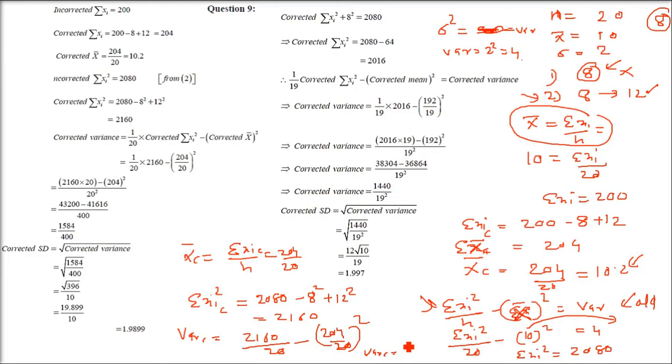So variance corrected will be what? Whatever value comes, 1584 by 400 is going to come. And you can take sigma by taking the under root of 1584 by 400. 1.9899 will come. So this we have already done. Now I'll take the first part, if the wrong item is omitted. So let us see how to do that.